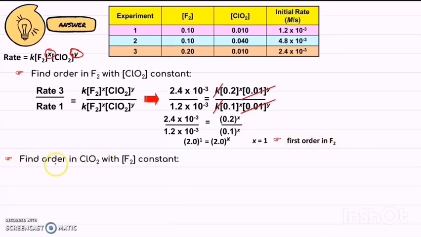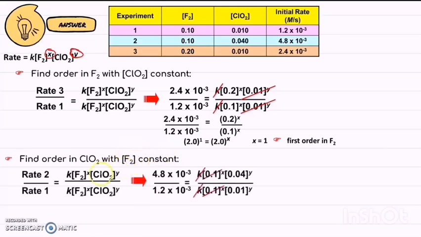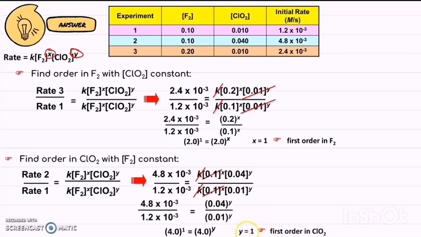Okay, next, we have to find the order in ClO2. And to find the order in ClO2, I have to make sure that the concentration of F2 is constant. So if we look at the data, we can see that experiment 2 and experiment 1 will give the constant F2 value or same F2 value. Next, I will substitute into the rate law. And after I cancel out, I will have y equal to 1, which shows that it is first order in ClO2 or first order with respect to ClO2.